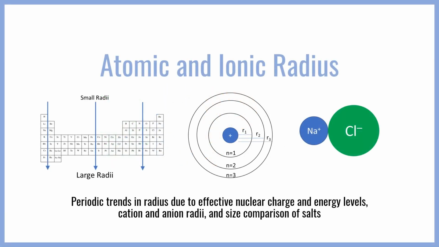In this video, we're going to be taking a look at atomic and ionic radii and the periodic trends associated with them. We're going to be seeing how effective nuclear charge and the energy levels impact the size of an atom, how cation and anion radii differ from that of a neutral atom, and make some comparisons of different salts to see just how different the size of cations and anions really are. Let's go ahead and get started.